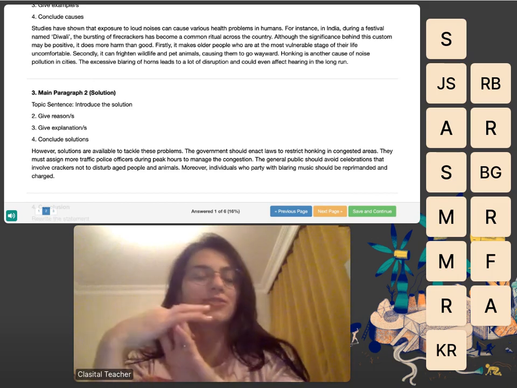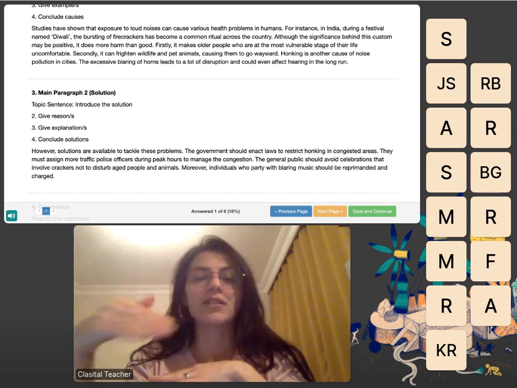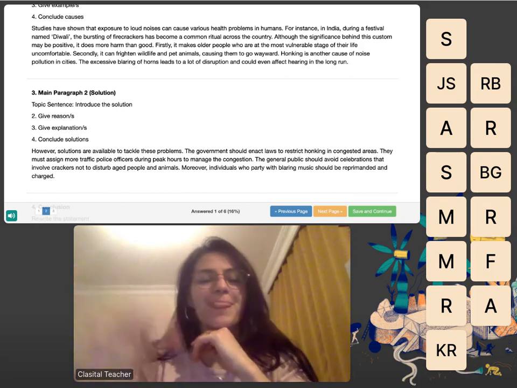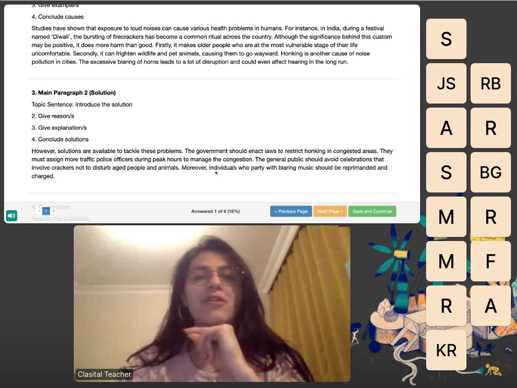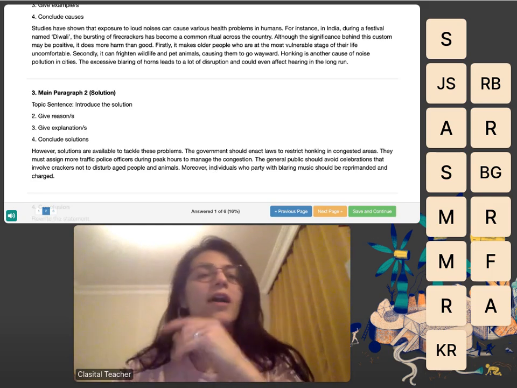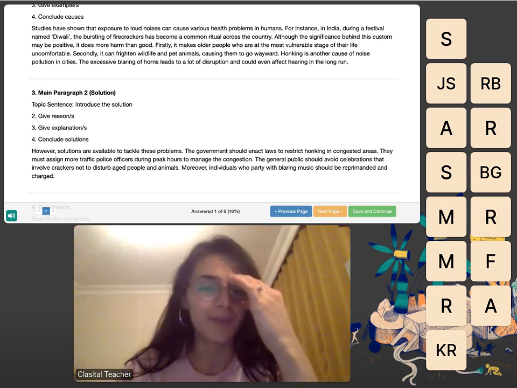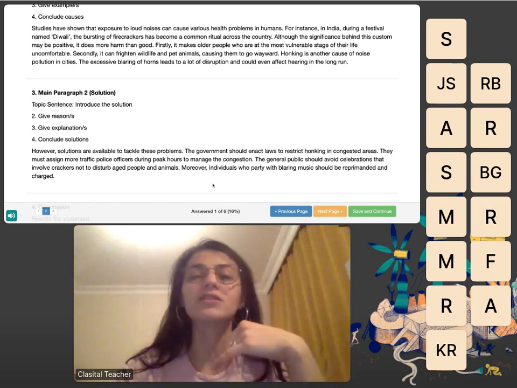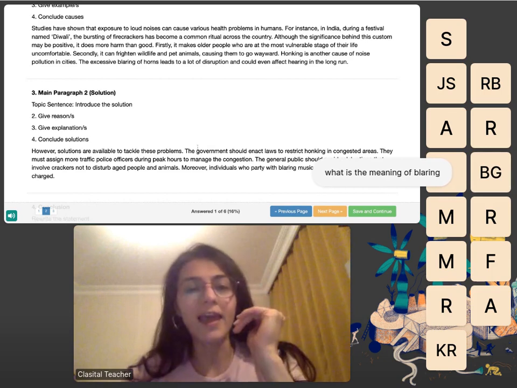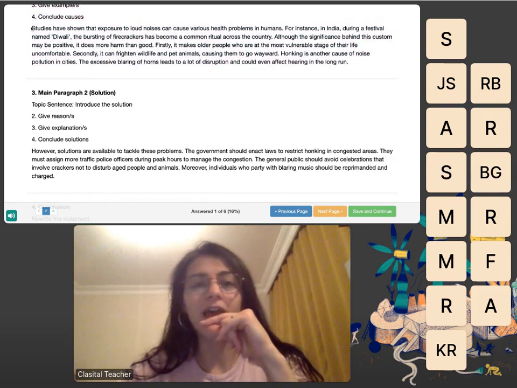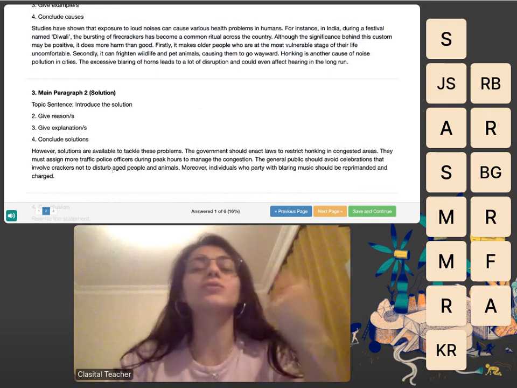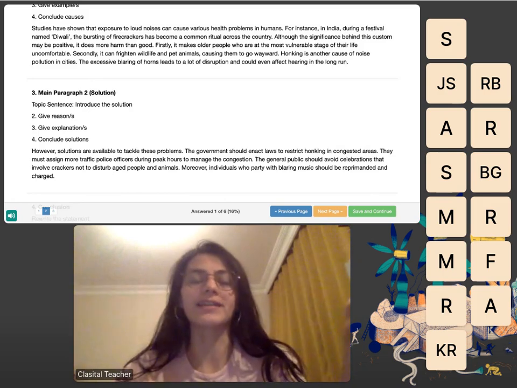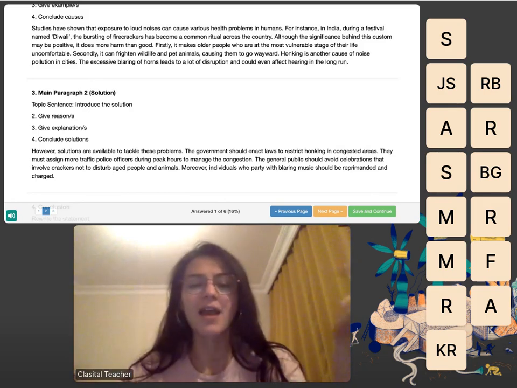So, what did we do here? We gave a solution to all the causes and effects that we mentioned in the first paragraph. This is actually a really good way of organizing and showing the examiner that you planned your essay beforehand, because you're not talking about two different, really unrelated causes and solutions. What we're doing here instead is setting the causes first and giving solutions to those problems that we have talked about. So that's a really good way of organizing an essay, a problem solution essay at least.